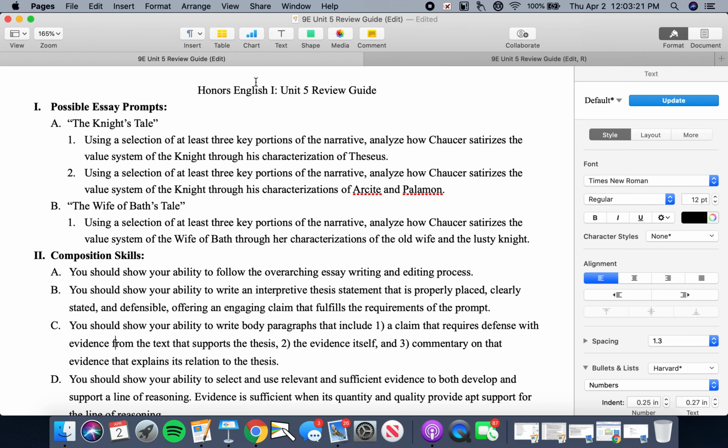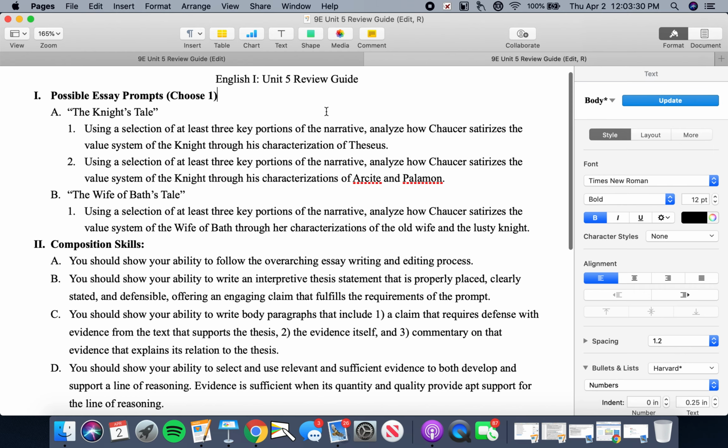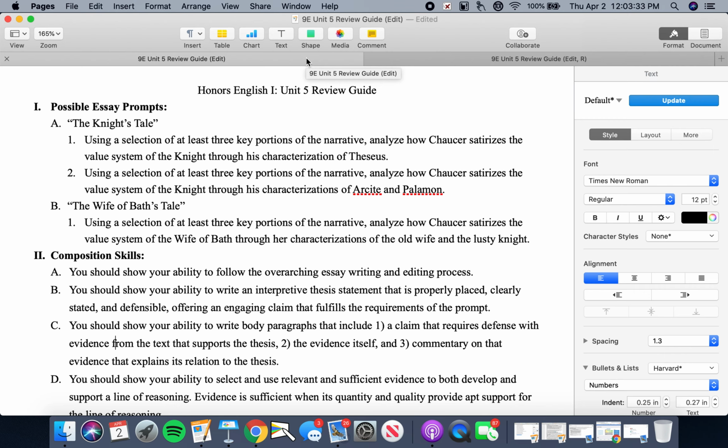Because we have honors and regular students watching the same video, I just want to unpack the difference between these two review guides really quickly. There is one major substantial difference. It's very simple. If you're in honors, you have a significant amount more preparation. You have 3 prompts that you need to master. Normally, there's actually 4 or 5 when we include the Pardoner's Tale, but because we've skipped the Pardoner's Tale, there are 3 prompts that you need to prepare for: 2 from the Knight's Tale, 1 from the Wife of Bath's Tale.